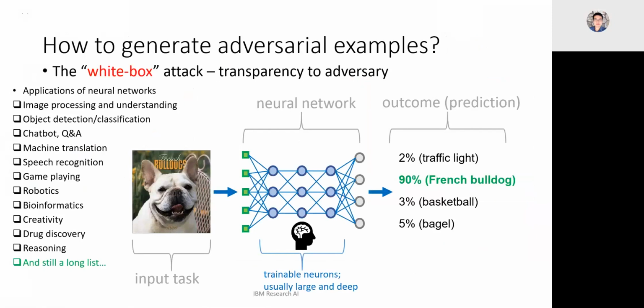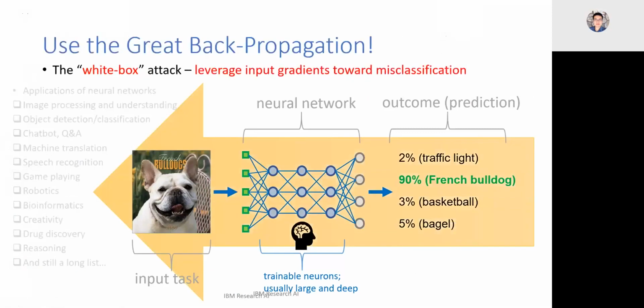Here is an example showing how we generate an adversarial example of a French bulldog. If you input this original image, your neural network classifier will say it's a French bulldog with 90% accuracy. But what if now I want to generate some perturbations to the input such that it will be classified as, let's say, basketball? What people do is actually very easy. It relies on the backpropagation of the neural network you are going to attack.